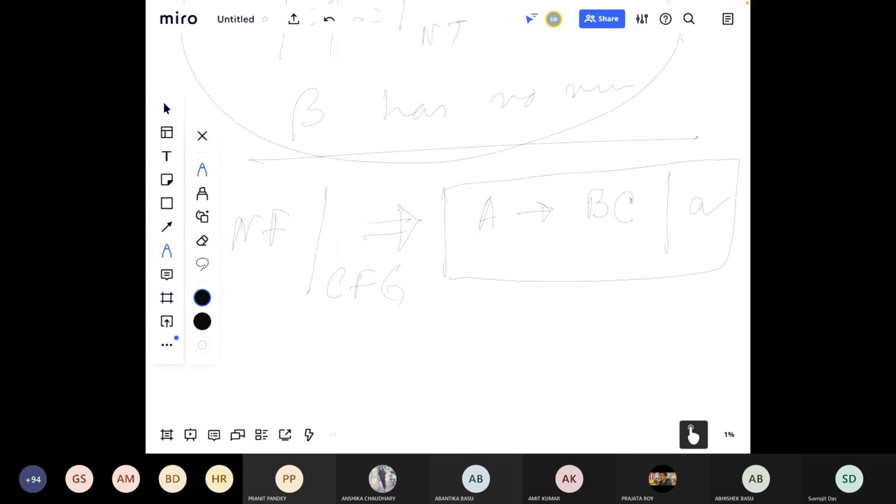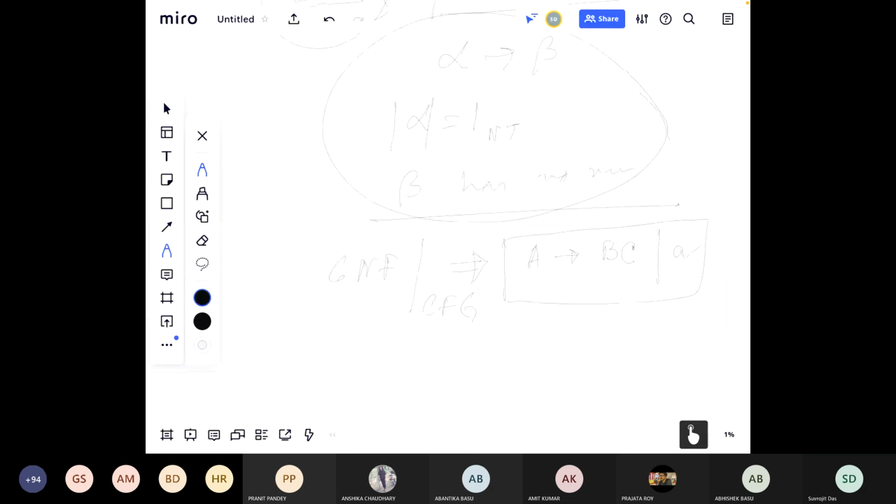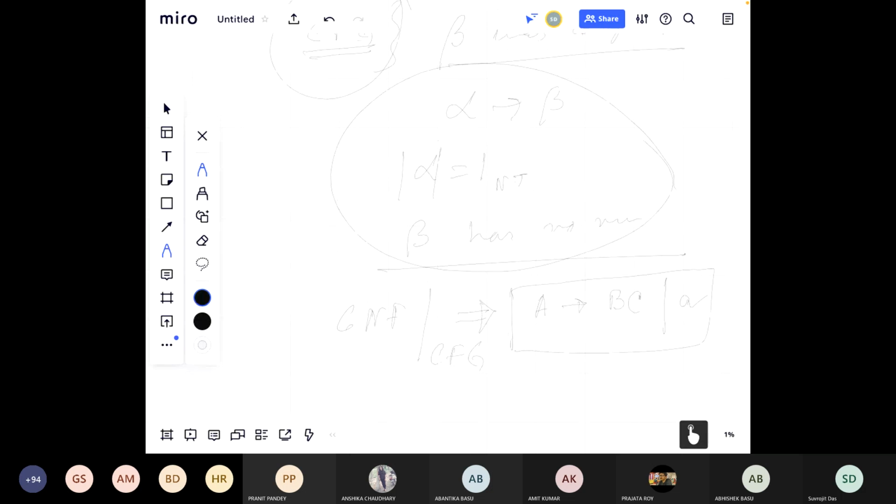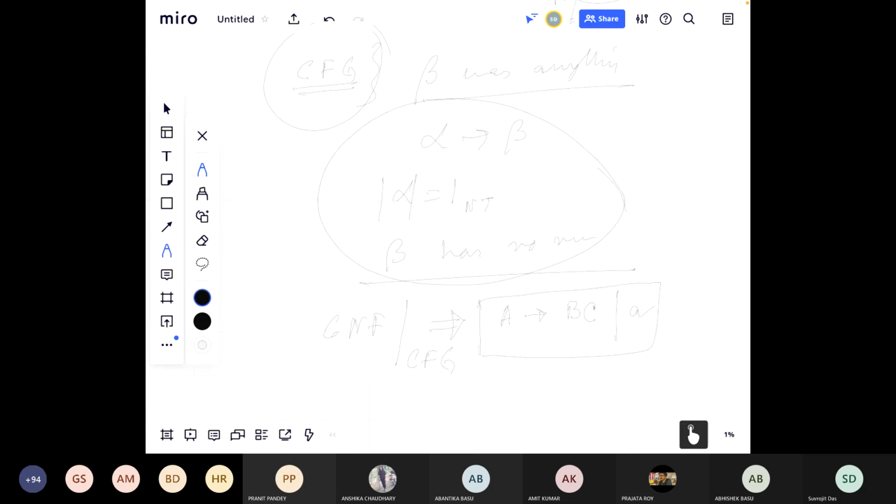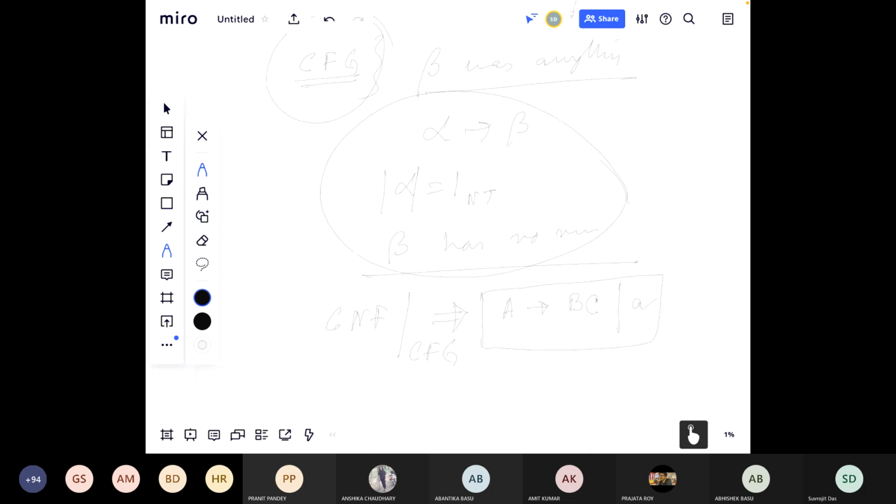This is the Chomsky normal form. Shall I repeat once more? When we define context-free grammars in the most general form, we said that any grammar is defined by the V, T, P, S tuple, a 4-tuple.